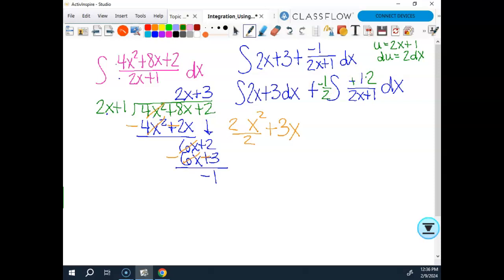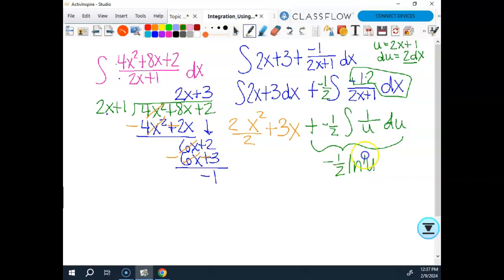Okay. So that means this is going to be plus negative 1/2 times the integral, and then my du is this 2 dx, and so I have 1 over u du. How do I integrate that 1 over u? What does it become? Yes, and when I integrate it, what does it become? Natural log. This is negative 1/2 times the natural log of the absolute value of u. And then, of course, there's a plus c. I only need 1 plus c down there.